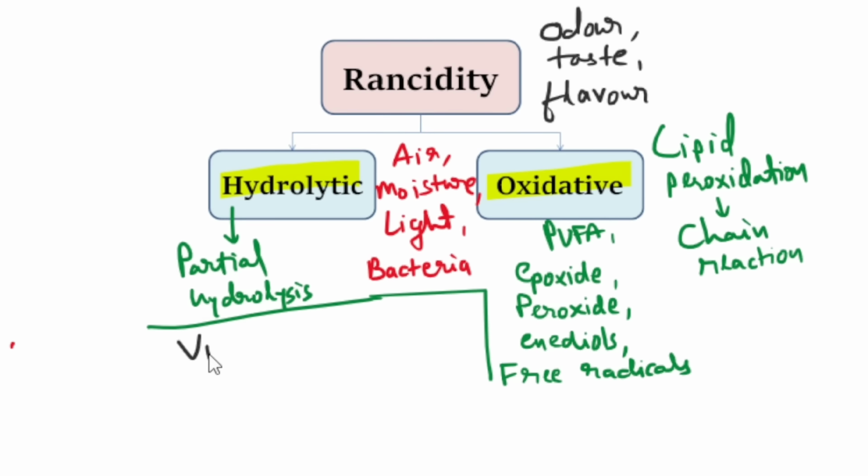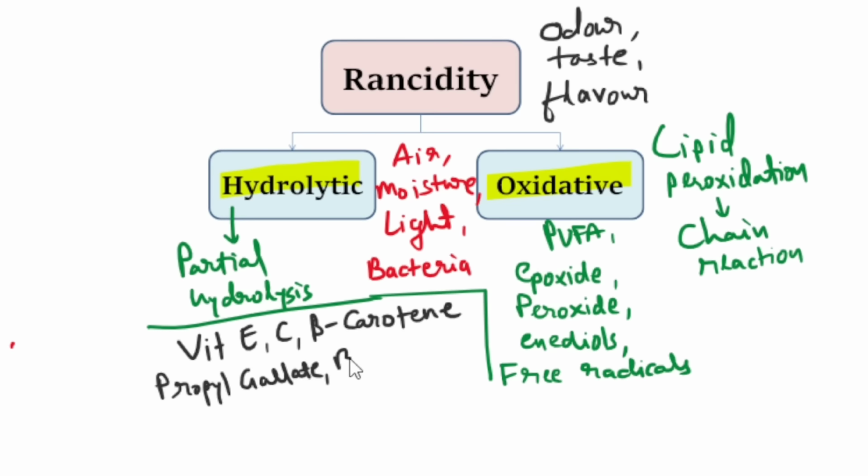Antioxidants such as vitamin E, vitamin C, and beta-carotene are often used as preservatives in fat-containing foods to delay the onset or slow the development of rancidity due to oxidation. Lipid peroxidation can also be controlled by using certain antioxidants as food additives such as propyl gallate, butylated hydroxyanisole, and butylated hydroxytoluene.